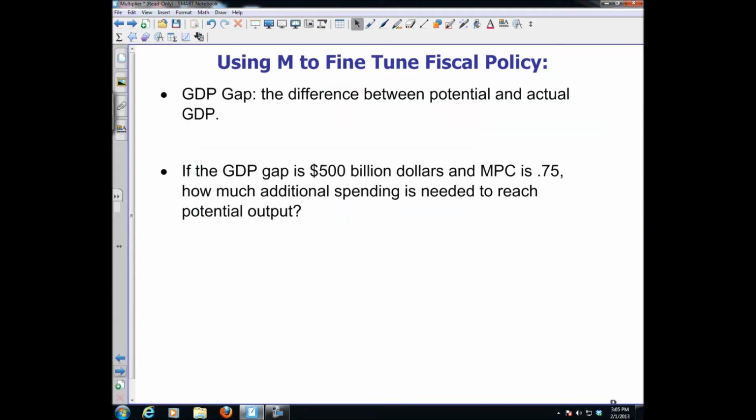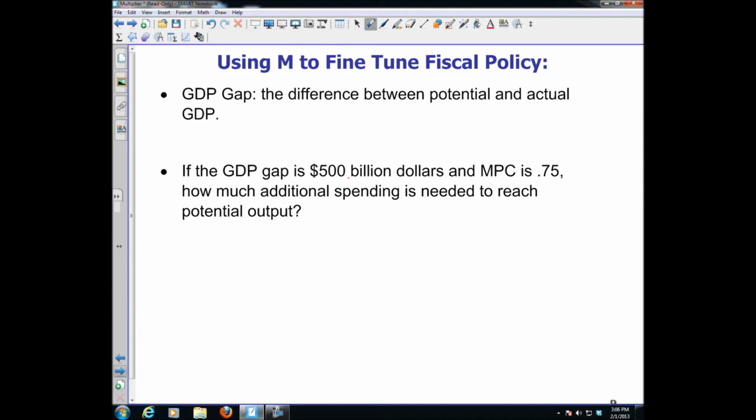All right, so now that we know how to calculate multipliers, we need to know how to use them. So we're going to fine-tune fiscal policy using the multiplier effect. What we've done in the past is basically say, hey, if we're below potential output, we're going to increase government spending to increase aggregate demand. But realistically, the President and the Congress aren't presented with a choice of just increasing government spending. They have to decide how much to increase government spending by. So let's take a look at the example here.